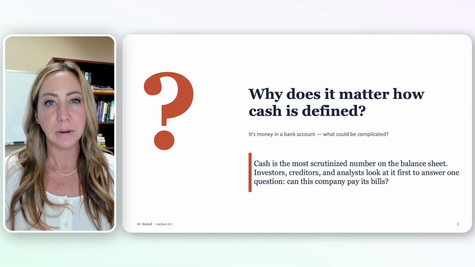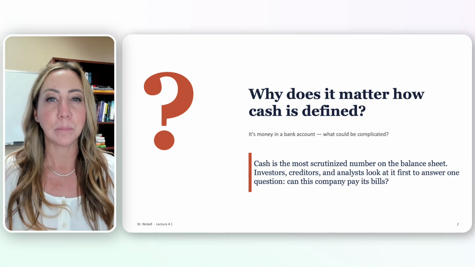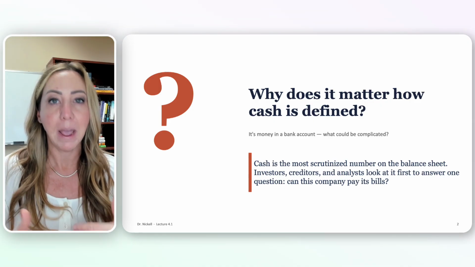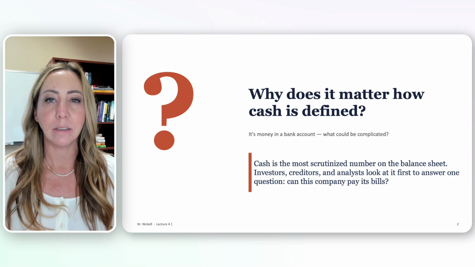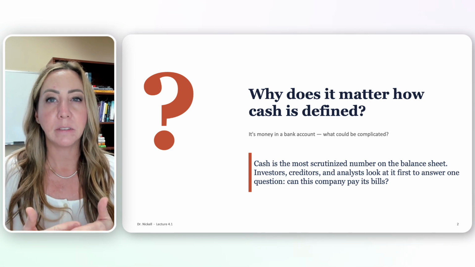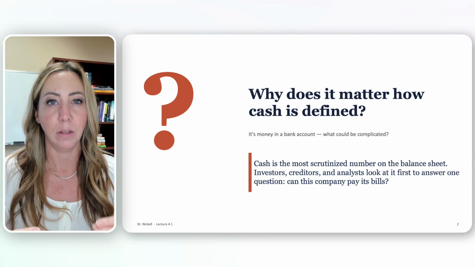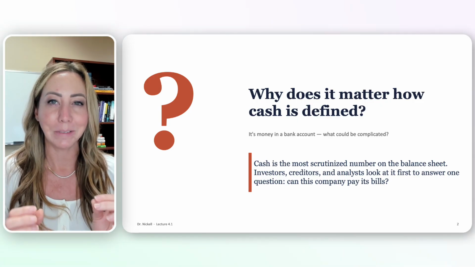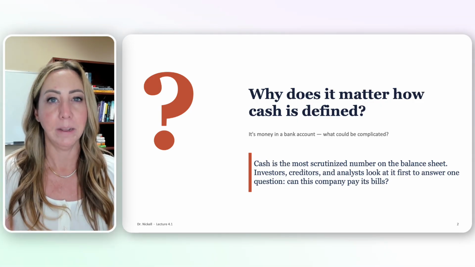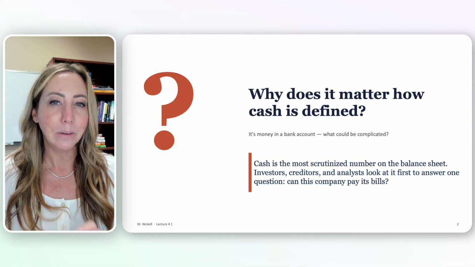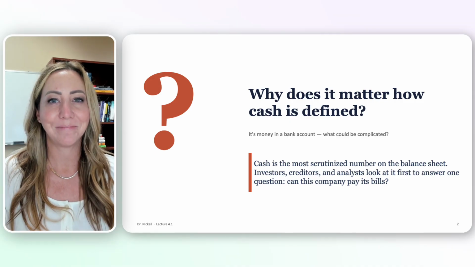You've already seen the statement of cash flows, and that statement explains where cash came from and where it went. But the balance sheet tells us where it ended up. Those two pieces of information together tell a really compelling story about a company's financial health. So even though cash seems simple, it's money in a bank account, right? The accounting for it is a little bit more nuanced than it appears.